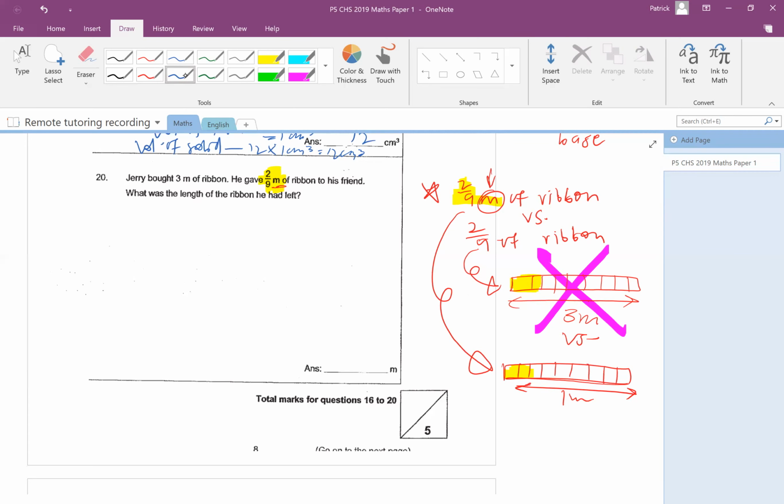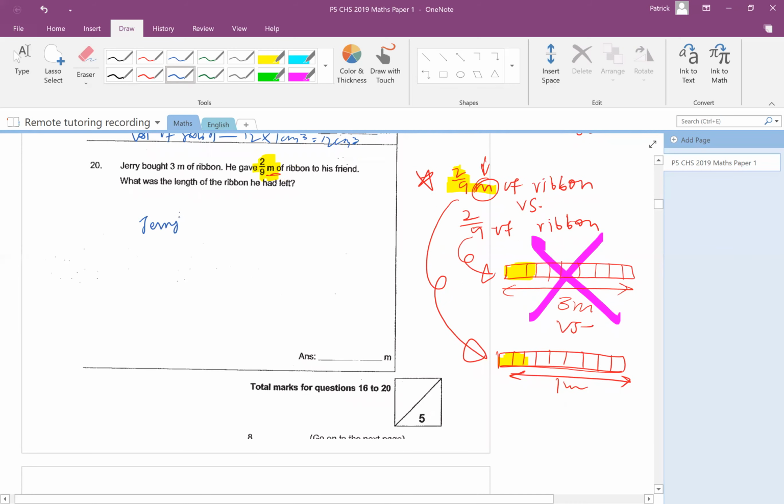So what was the length of ribbon he had left? We'll just simply take 3 meters minus 2/9 meters to give you 2 7/9 meters.